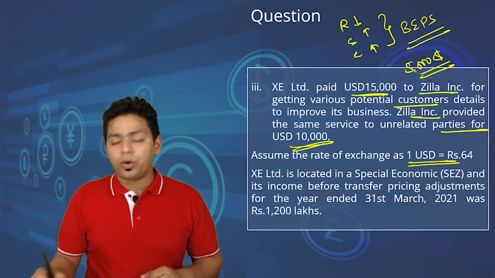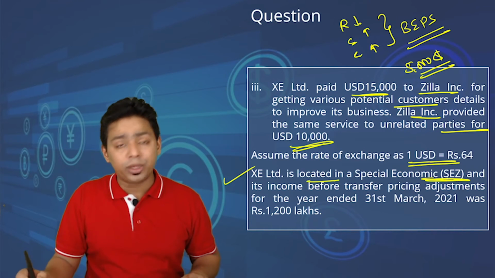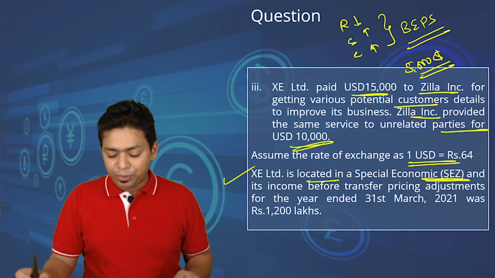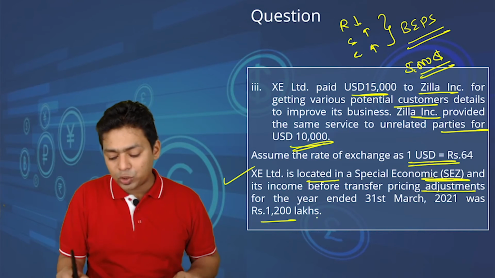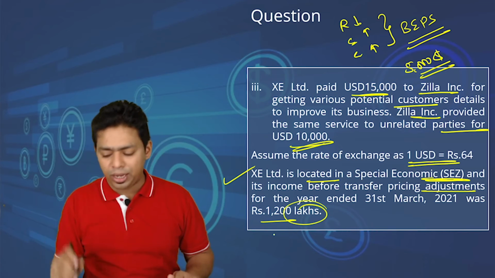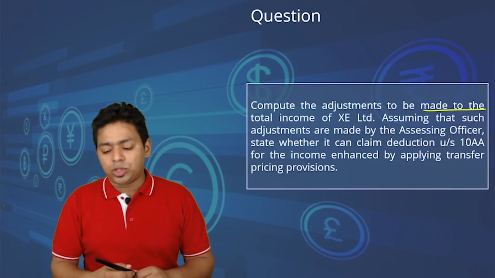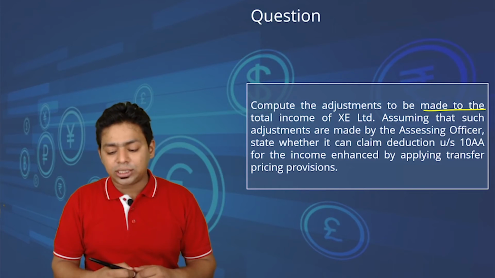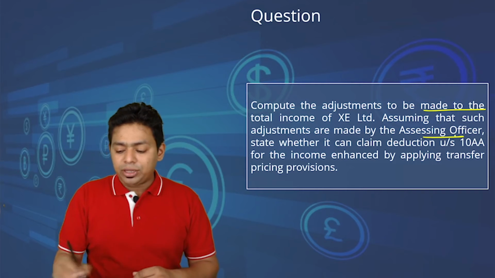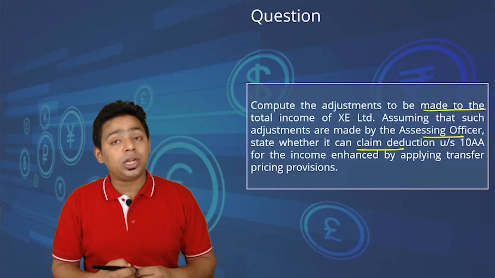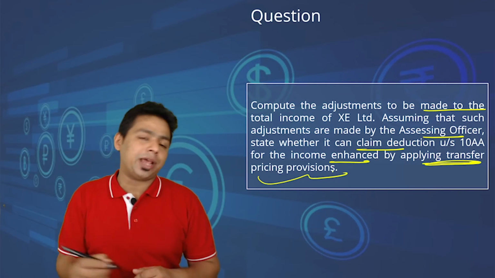Assume the rate of exchange of 1 USD is equal to 64. XC Limited is located in a special economic zone, a manufacturing company, and its income before transfer pricing adjustment for the year was 1,200 lakhs. Okay, now here data can be in lakhs. So what they are asking: compute the adjustment to be made to the total income of XC Limited, assuming that such adjustments are made by the AO, and state whether it can claim deduction under section 10AA for the income enhanced by applying transfer pricing provision.